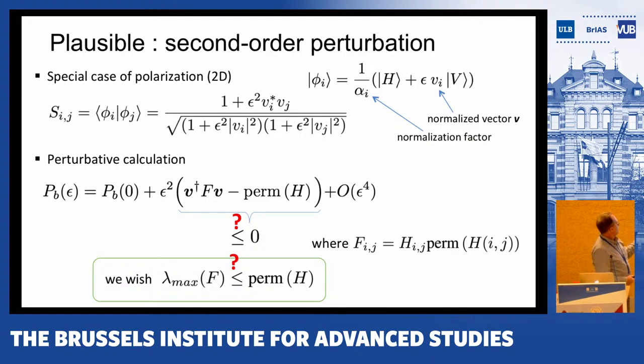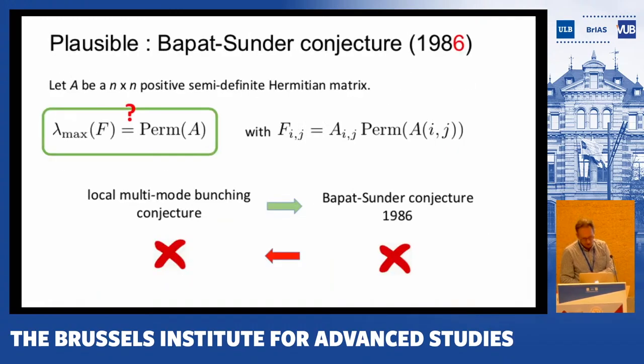And of course, if we could prove that its maximum eigenvalue could never exceed the permanent of H, then everything would be good, and at least we would be sure that the ideal bosonic case would be a local maximum. But as you may guess, this is actually another conjecture.